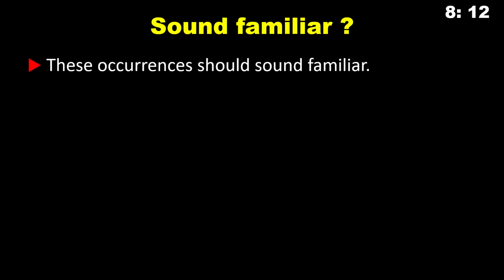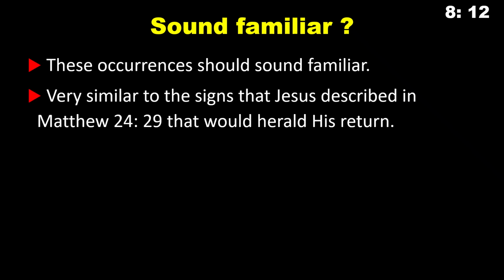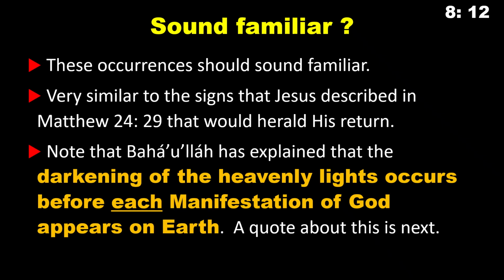Back to verse 12. Do those events involving the sun, moon, and stars sound familiar? They should if you are at all familiar with the prophecies foretelling the return of Christ. These events are very similar to the signs that Jesus described in Matthew 24, verse 29, that would herald his return. Note that Baha'u'llah has explained that the darkening of heavenly lights occurs before each manifestation of God appears on earth. A quote about that is next.